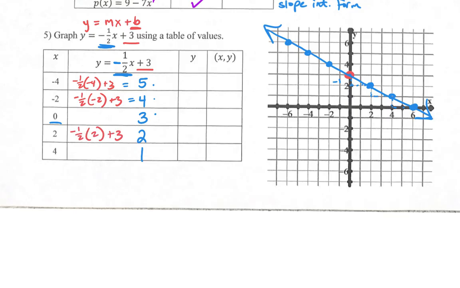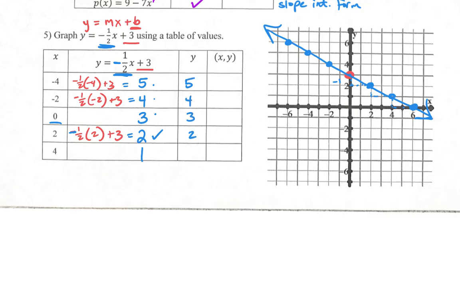Yeah, because it's going to be a negative 1. Half of 2 is 1, and it's going to be negative. So negative 1 plus 3 is 2. So my pattern checks out. It's all good. I should have written it here: 5, 4, 3, 2, 1.